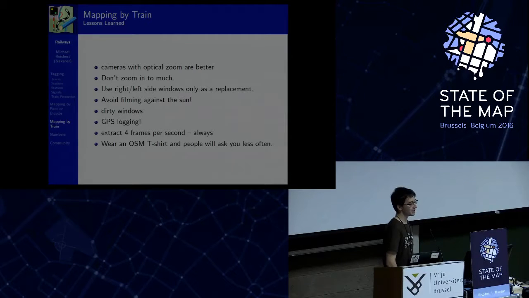Turn on your GPS logger and extract 4 frames per second always, even if the train is slow. And if you wear a t-shirt with an OSM logo and the word OpenStreetMap, people will ask you less often. This is the best.